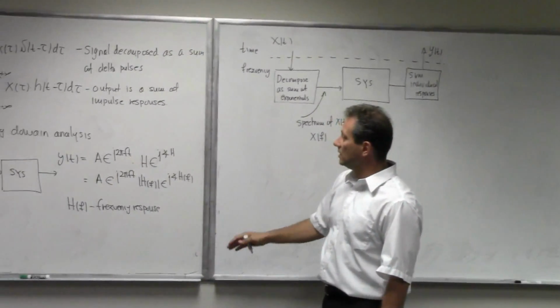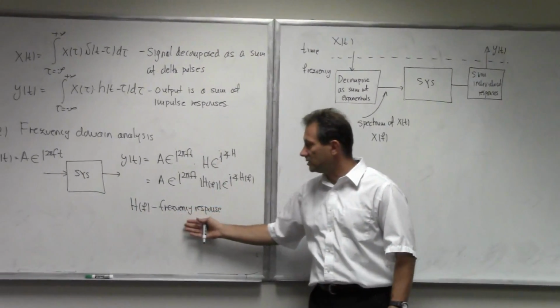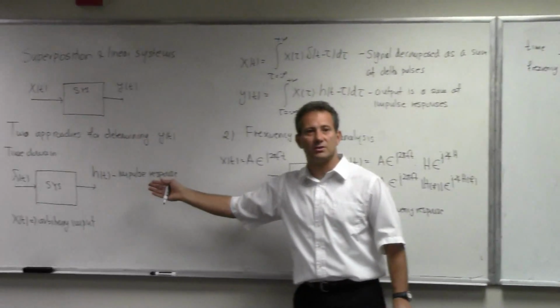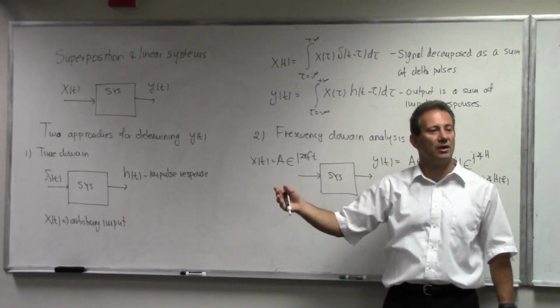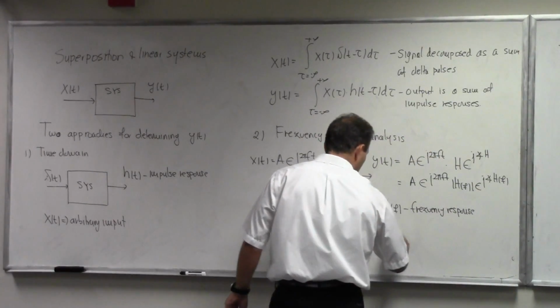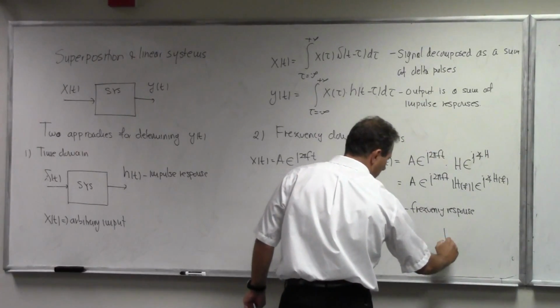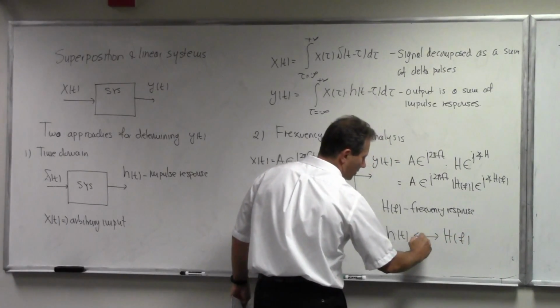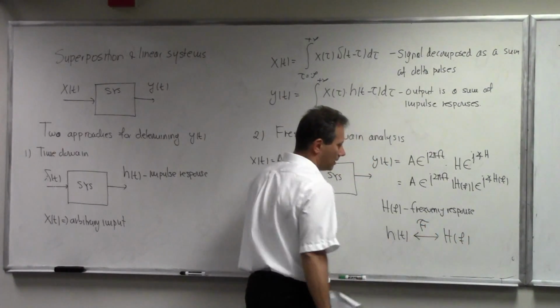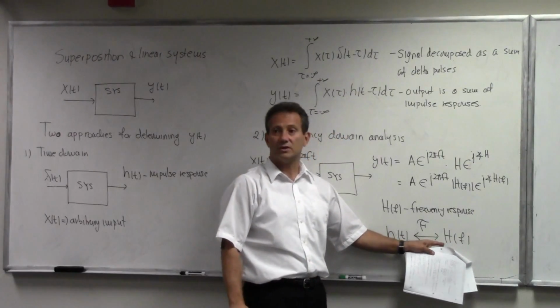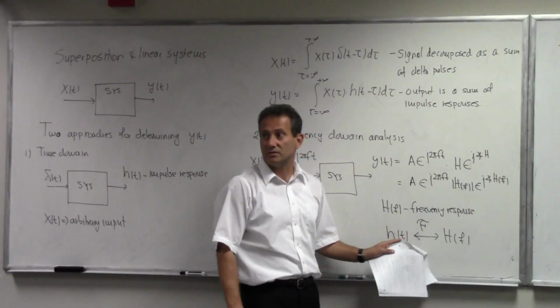As a matter of fact, after you determine the frequency response, we can easily go back and determine what the impulse response is. How are these two related? What is h of t? Multiplication in frequency? No. Fourier transform, right? The Fourier transform of h of t is H of f. Inverse Fourier transform of H of f is h of t.